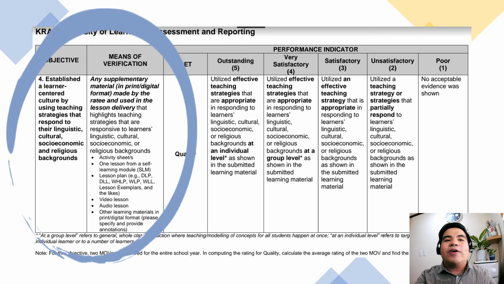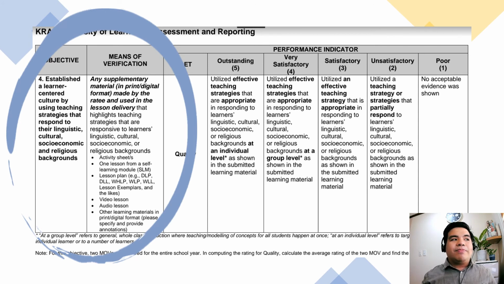As you can see, we have the objective, the MOVs, and for the quality, if you want to get a rating of 5 or outstanding, you have to utilize effective teaching strategies that are appropriate in responding to learners' linguistic, cultural, socioeconomic, or religious background at an individual level, as shown in the submitted learning materials. If we say at an individual level, meaning it's not one instruction that is applicable to all, or one size fits all. So no, it doesn't go that way.